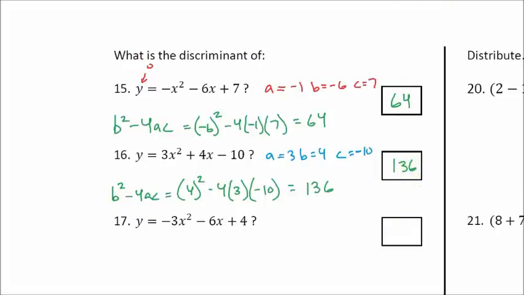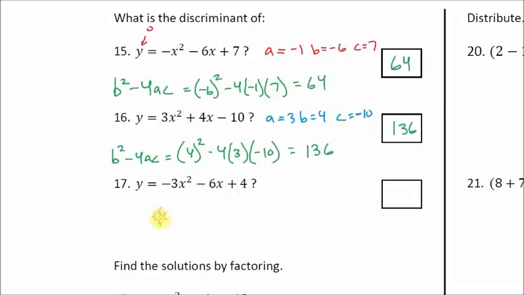And then the last one, number 17, same situation. All the terms are on one side. We could ignore the y value because that's going to end up turning to 0 if we were to solve it. Let's find our discriminant by finding a, b, and c. A is equal to -3. B is equal to -6. C is equal to 4.